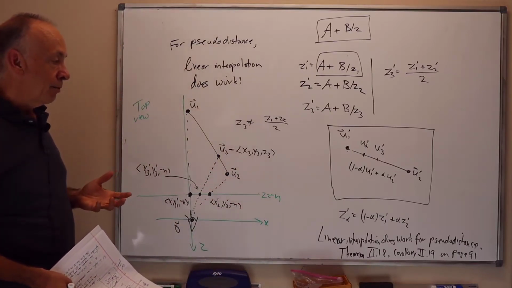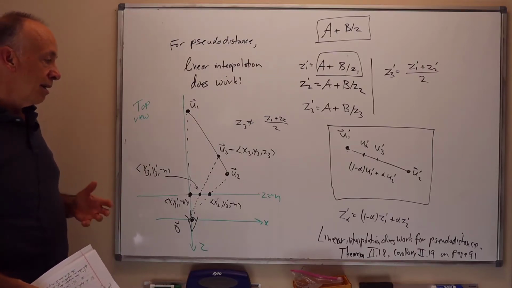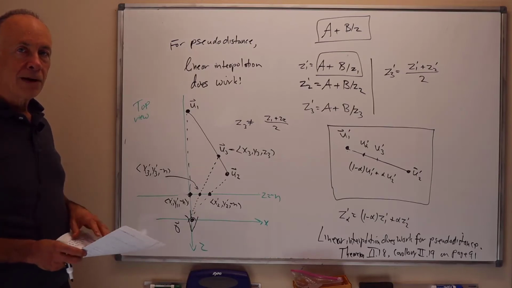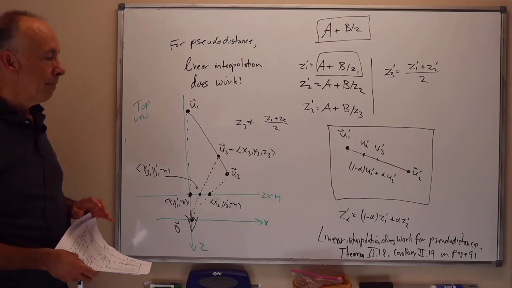So linear interpolation works. We can use a 4x4 matrix. And pseudo-distance is exactly what we need to make hyperbolic interpolation work when we get to interpolating things like color and texture coordinates and so forth.